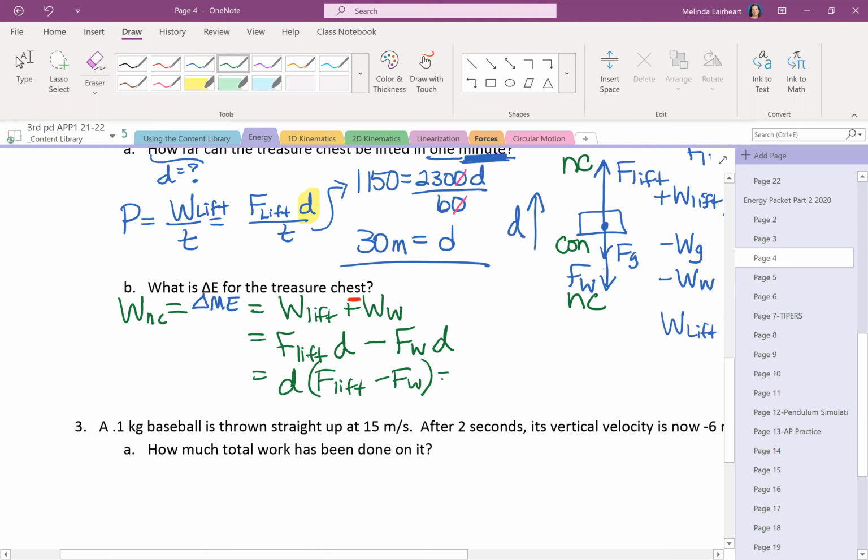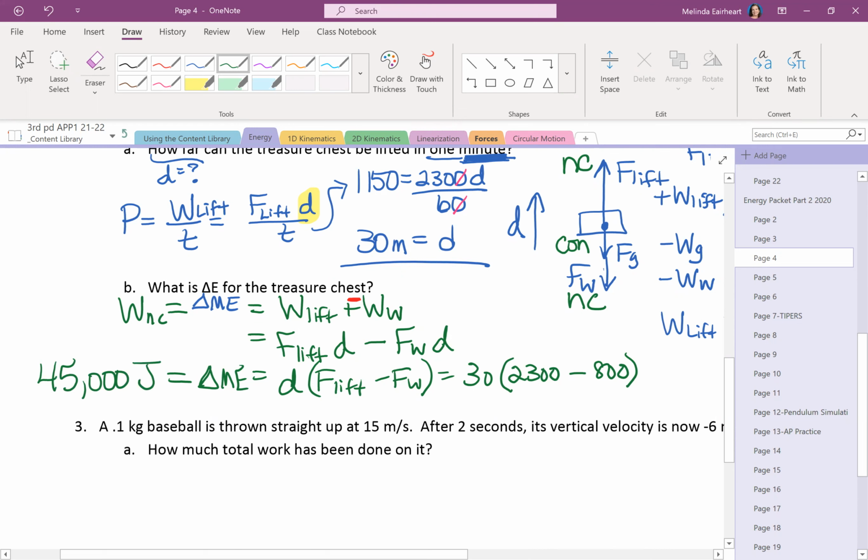And we'd get 30 times 2,300. We already found the lift force. And then they give us the water force. So let me know what you get for the change in mechanical energy. It's a big number if I remember correctly. It would equal what? 45,000. That's okay. It's in joules.